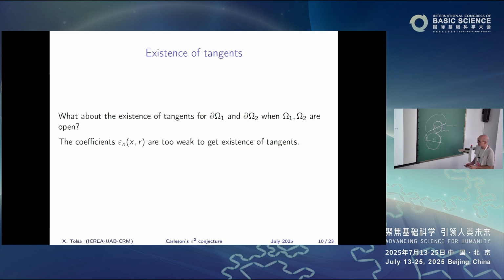So, okay, let's just go now to the existence of true tangents. What about the existence of true tangents when omega 1 and omega 2 are disjoint and open? These coefficients epsilon n are too weak to get existence of tangents, as we have seen, and so we require some new definition, some new coefficients.